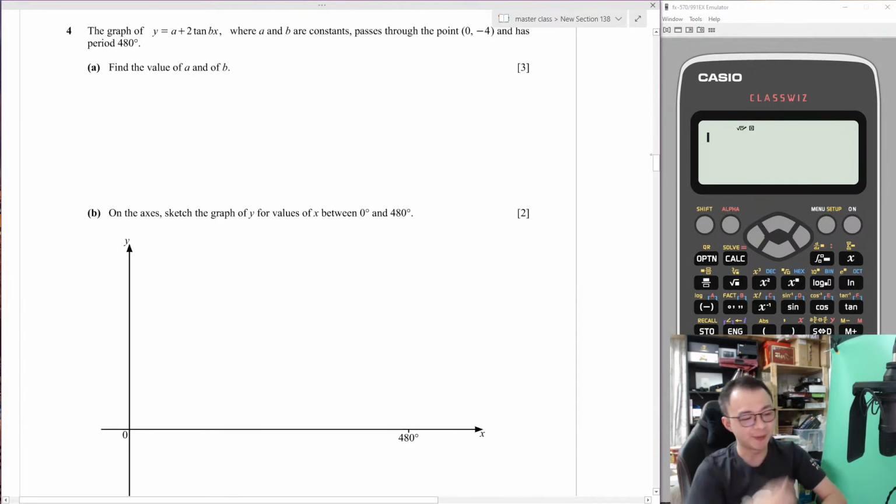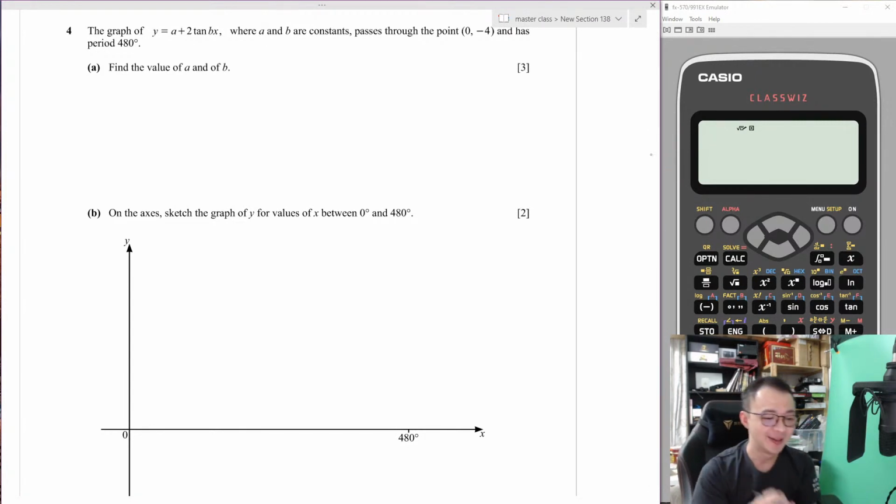Okay, trigonometry. So we have an equation y equals a plus 2 tangent bx, where a and b are constants, passing through the coordinate (0, -4), and has a period of 480.